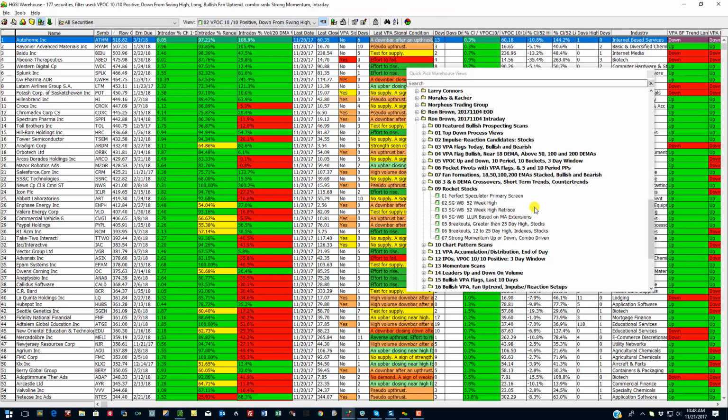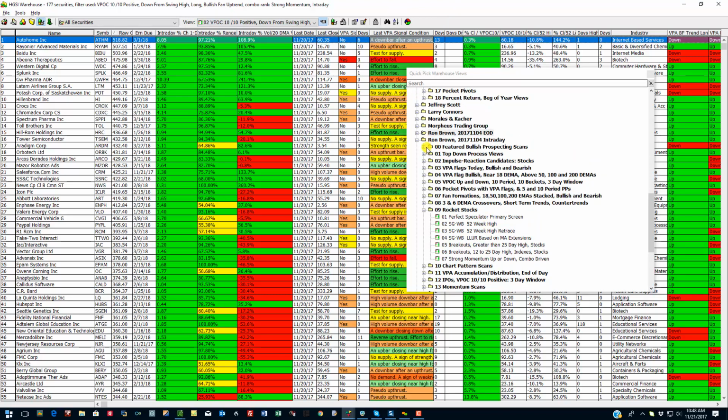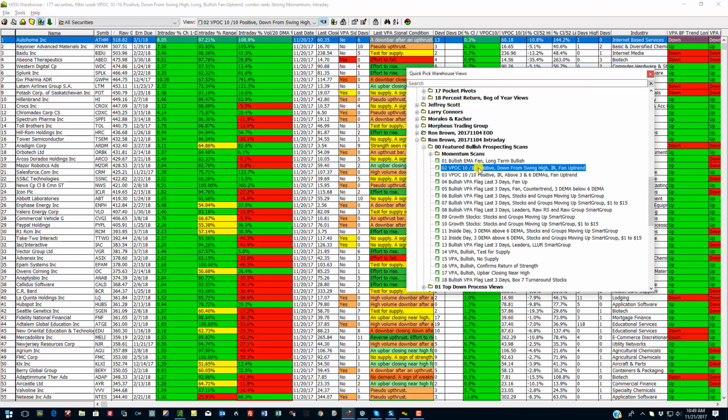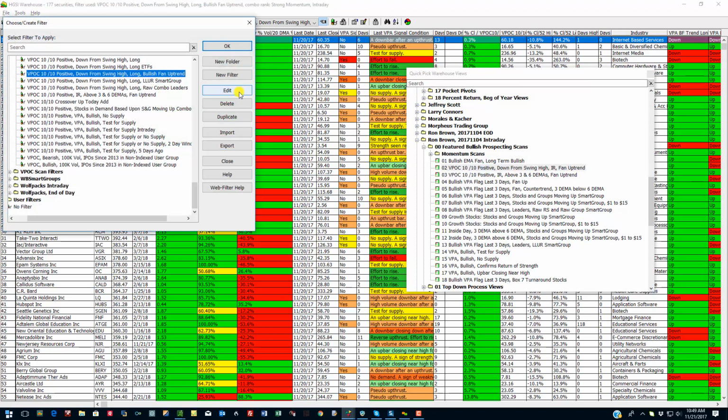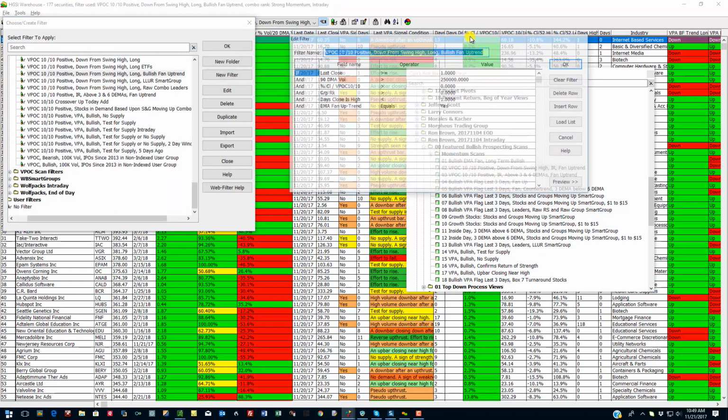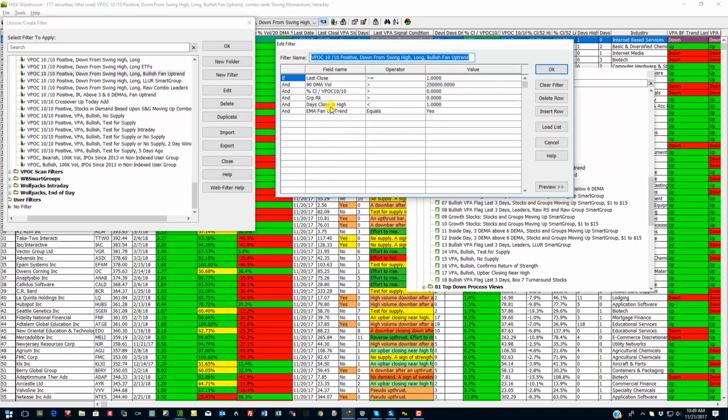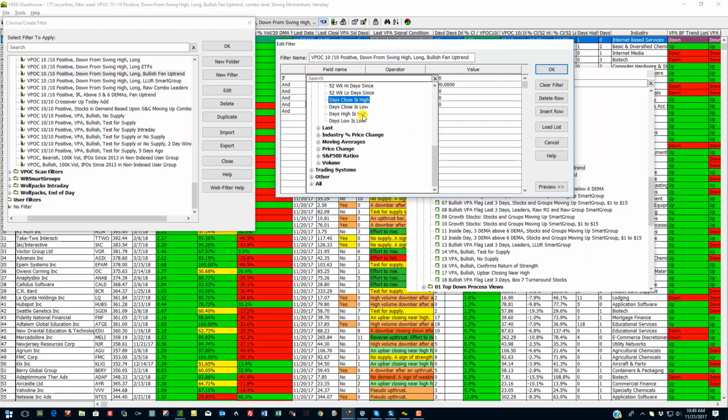Now this view right here is under my featured views. It's number 2 down from swing high. This is my IR method, or the impulse reaction method, and this is one of the changes that I made. It's just a subtle difference, and it probably doesn't mean anything to you, but I was using the day's close is, well, let me show you here. Day's close is high, and day's high is high, and I changed it to day's close is high. And that's a subtle difference.